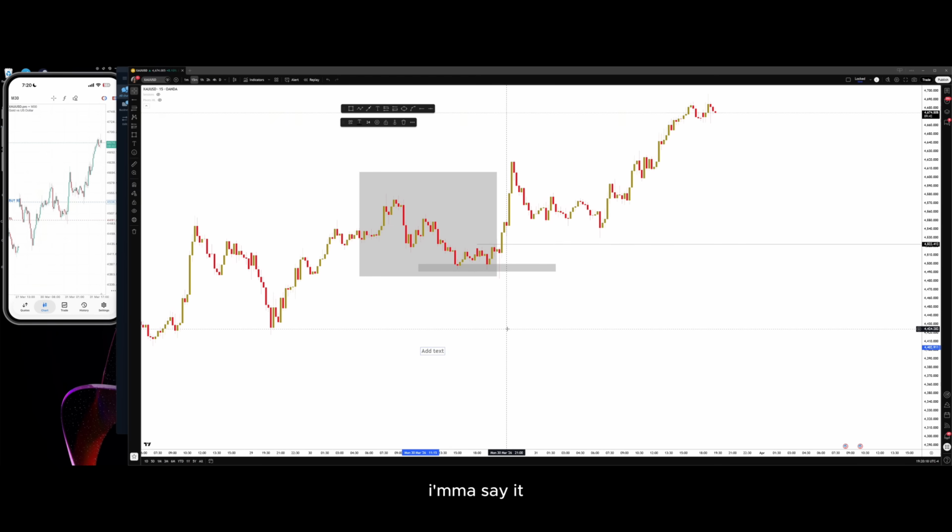So once again, I'm going to say it like this: a smaller time frame to see when the correction is over, right? This is the only time you would need to be on the smaller time frame, for the corrections, right? I'm still pressing my thing over here.